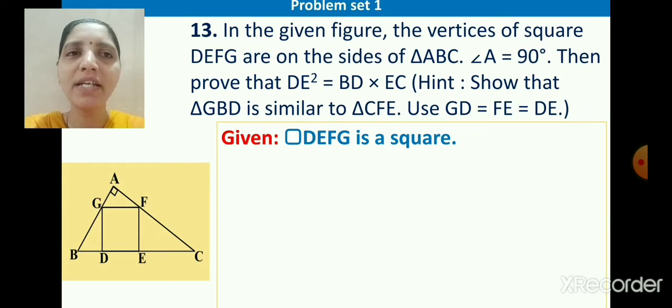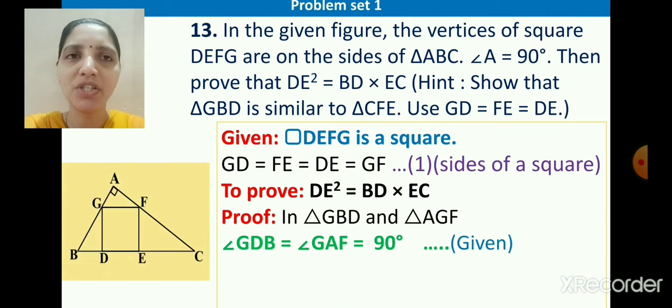Quadrilateral DEFG is a square. Then what we will have? GD is equal to FE is equal to DE is equal to GF, because all these are the sides of a square, so all will be equal. Write this equation as equation 1. Then what you have to prove is DE square is equal to BD into EC.